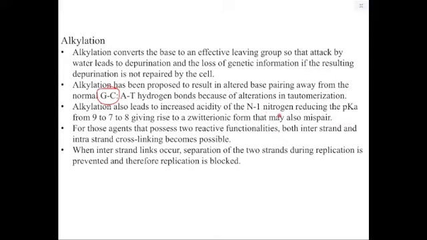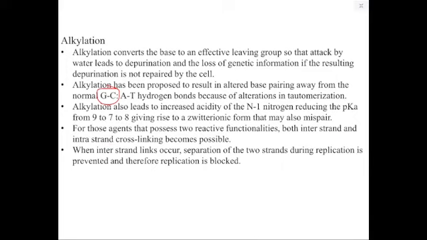So all we are saying is that the molecule that has been alkylated can acquire a positive charge, and we can have a zwitterionic form, and that can also mispair. For those agents that possess two reactive functionalities, both interstrand and intrastrand cross-linking becomes possible.